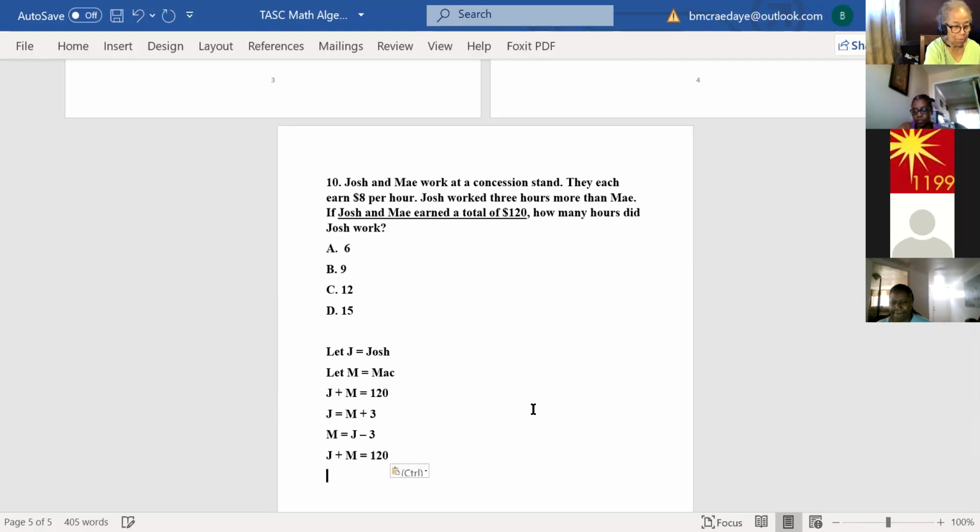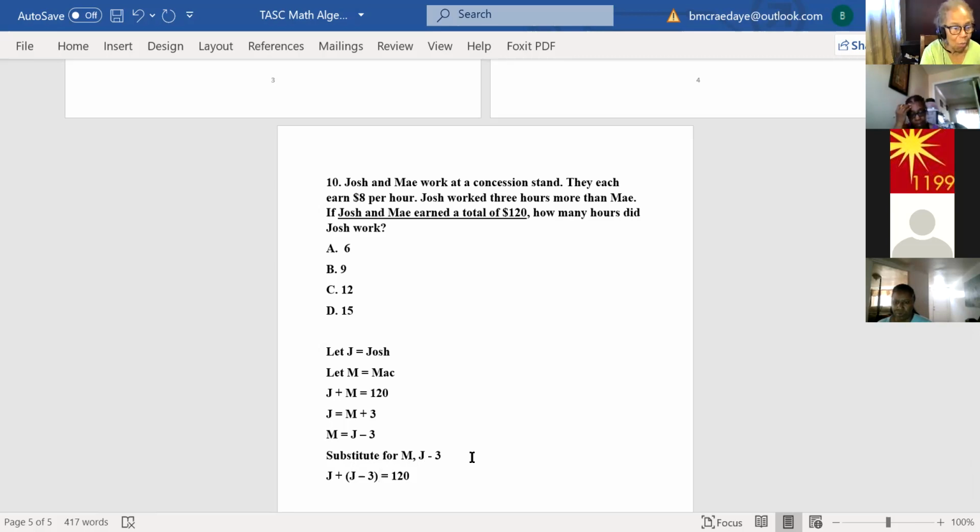Okay, I want to put this here. Now substitute for M. I'll write it here. Substitute for M, J minus 3, because that's what we said. M is J minus 3. So put for M, put J minus 3 here. Okay. J minus 3. Now we just have the one unknown, right?